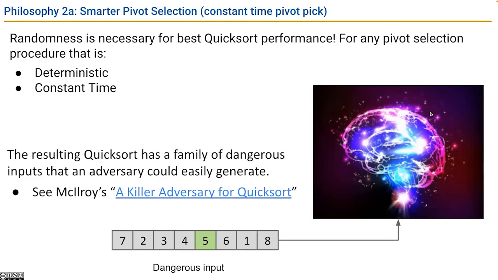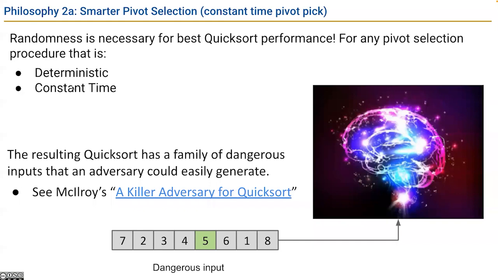One, let's suppose you have a pivot selection strategy. For example, pick 3 items, the first, the middle, and the last, and use the median of those 3. That approach is both deterministic and constant time. It's deterministic because if you pick 3 items, you know exactly what you're going to get back, unlike this guy. And it's also constant time because I'm only using 3 items, right?